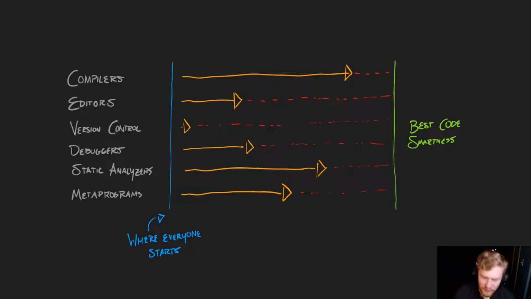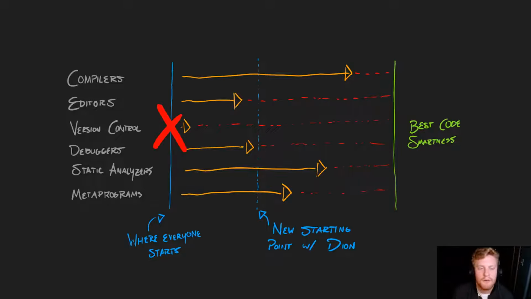And what we're suggesting with Dion is to just not start from the left-hand side of the screen completely, and instead shift the blue line a little bit closer to the best possible code smartness. And hopefully what can be appreciated from this action within this model is that we're cutting out a lot of redundant work from all of the tools. So compilers, for example, wouldn't have to do a parse and form an abstract syntax tree.